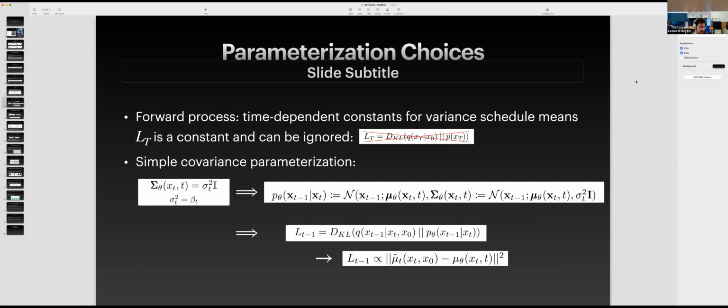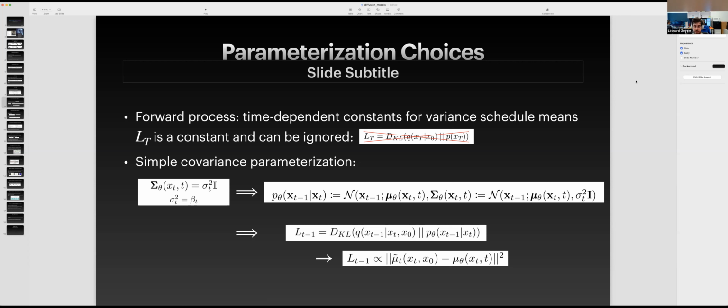So diffusion models are very flexible. Really, the only necessary condition is the dimensionality has to match on the input and output vectors, but the architecture choices, the parameterization choices are open to be kind of whatever you want them to be. So in the forward process, we can treat the variance schedule as time-dependent constants. So the L of big T is a constant and can be ignored.